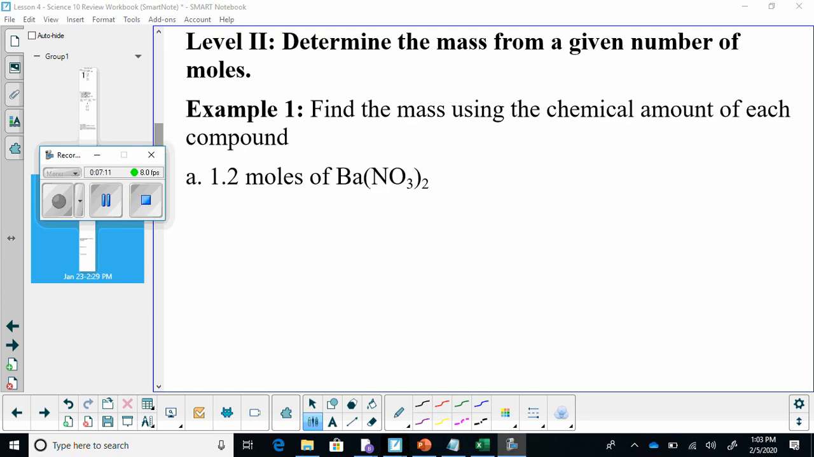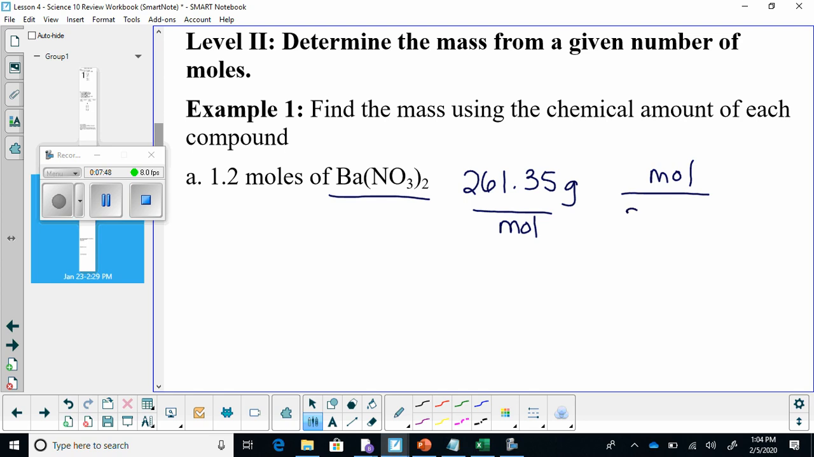Okay, example 1, find the mass using the chemical amounts of each compound. Chemical amount is another name for moles. Okay, so if you see the word chemical amount, the units that we are using is moles. So first thing you're going to do is write a chemical formula, which we already have here. Using the chemical formula, you are then going to calculate the molar mass. The molar mass for this compound is going to be 261.35 grams over mole. Okay? And we can also represent it like this, 1 mole per 261.35 grams. Okay?